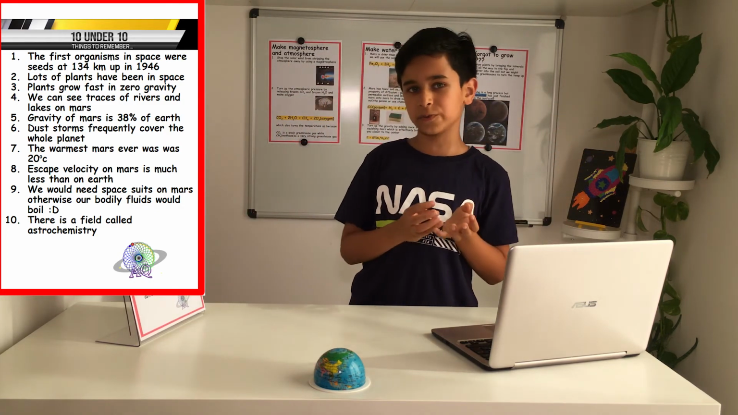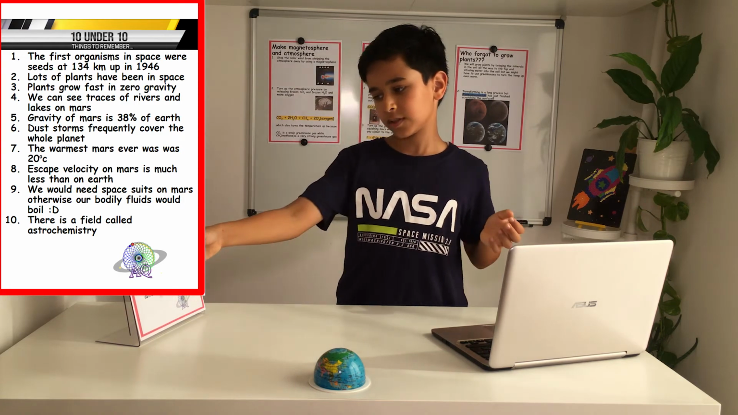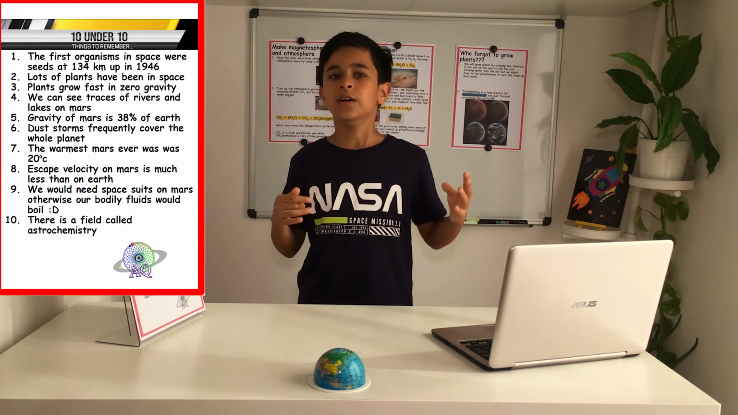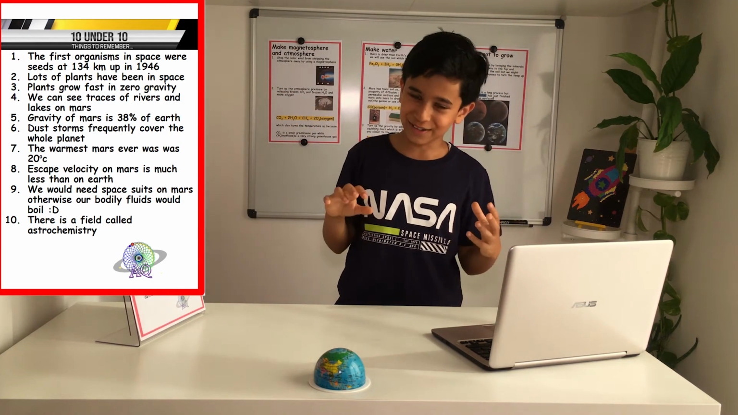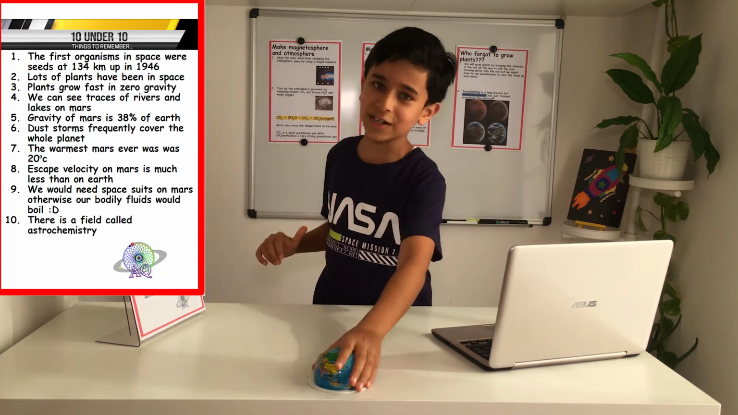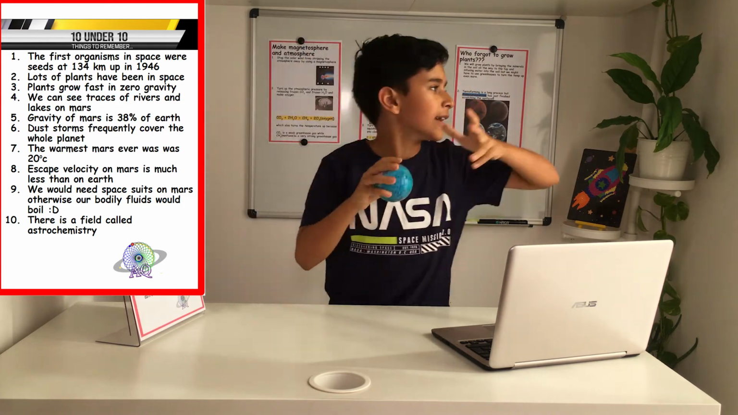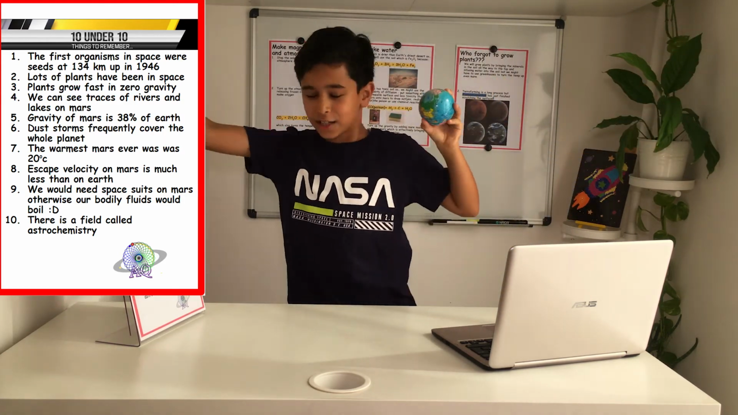Dust storms frequently, like once every 2 Earth months, cover the whole planet. That's not so frequently, but it's frequently for that. The warmest Mars ever was 20 whole degrees Celsius. Are you getting this? That's Mars. This is Earth. This is Mars. That's the sun far over there. This far away.